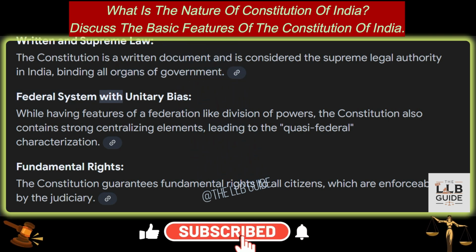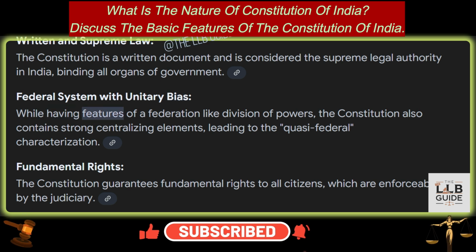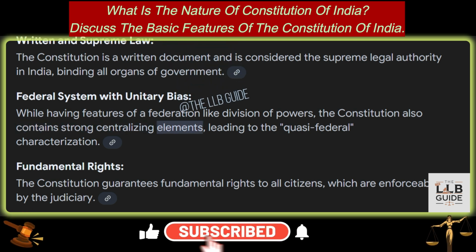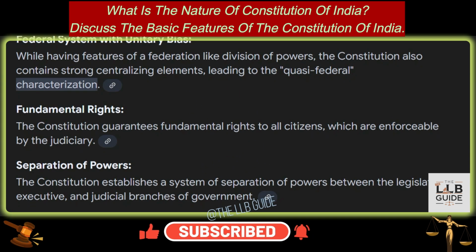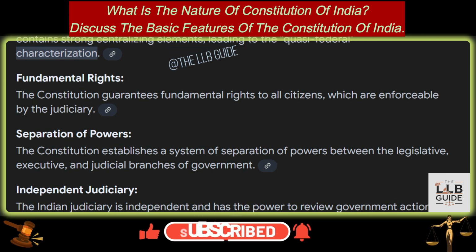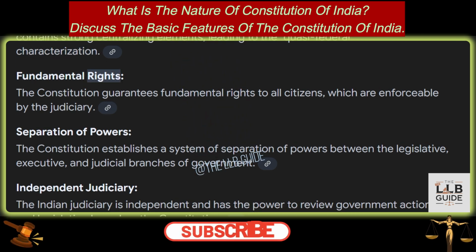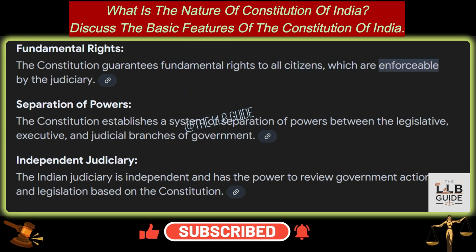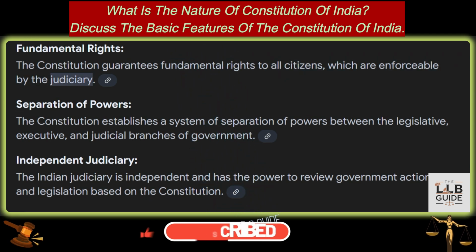3. Federal system with unitary bias. While having features of a federation-like division of powers, the Constitution also contains strong centralizing elements, leading to the quasi-federal characterization. 4. Fundamental rights. The Constitution guarantees fundamental rights to all citizens, which are enforceable by the judiciary.